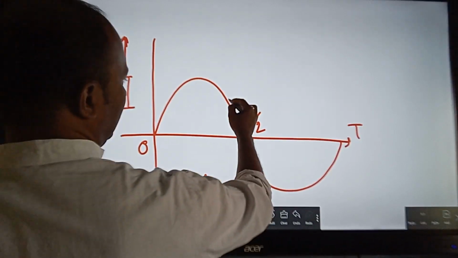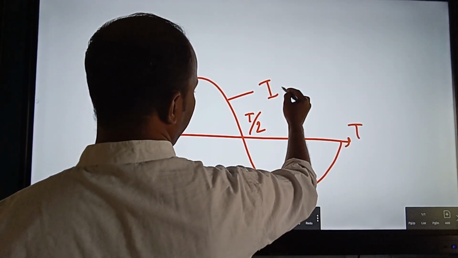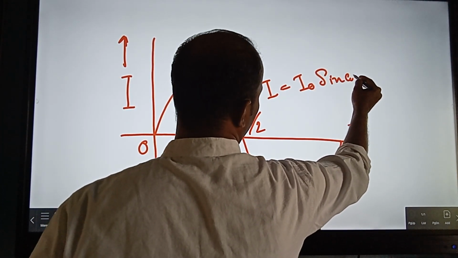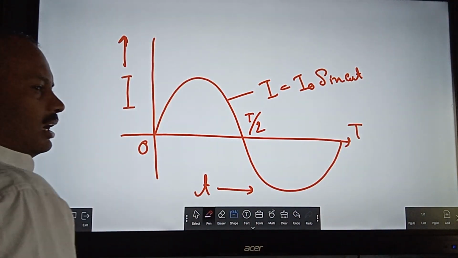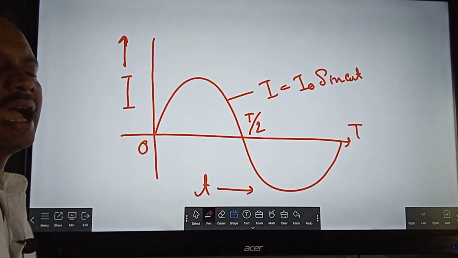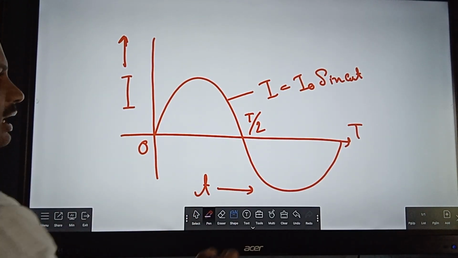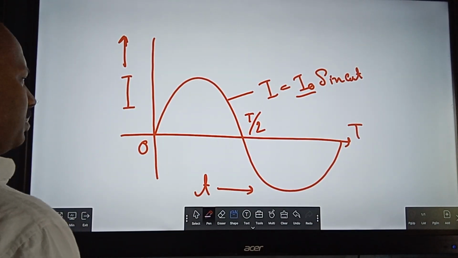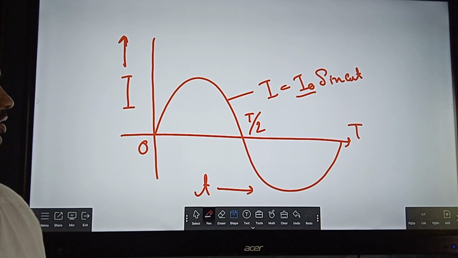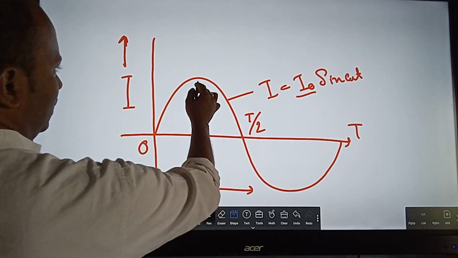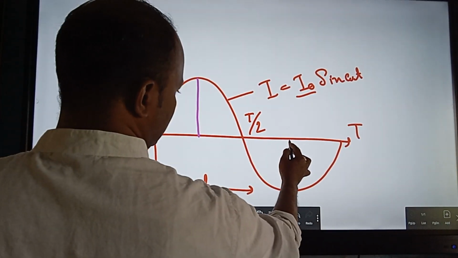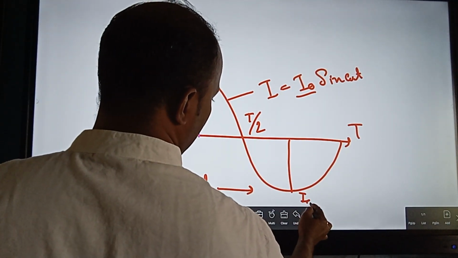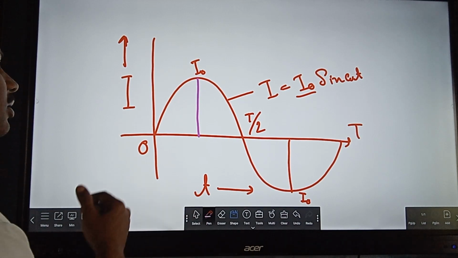So the alternating current we can express as I is equal to I naught sine omega t. Here I naught is called the peak value of the current. Peak value means the highest point. Look at this, this is the peak value, the main point I naught.